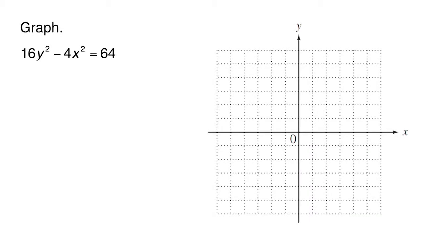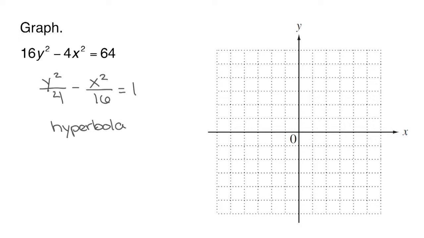Graph 16y squared minus 4x squared is equal to 64. To graph, we first want 1 on the right side of the equation, so we'll divide both sides of the equation by 64. When we do that, we get y squared divided by 4 minus x squared divided by 16 is equal to 1. This is the equation of a hyperbola.